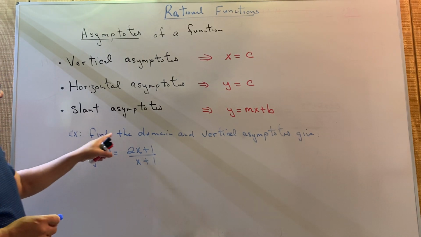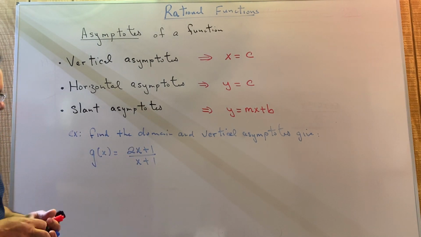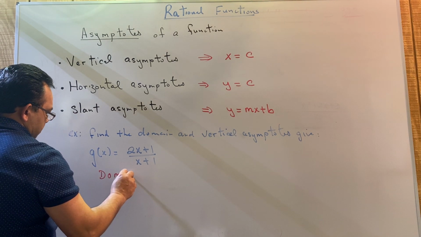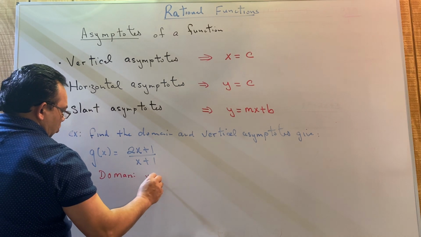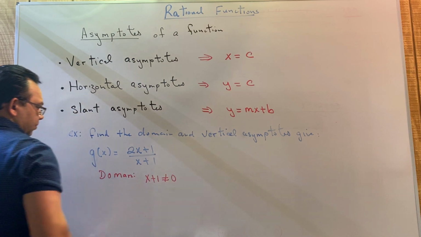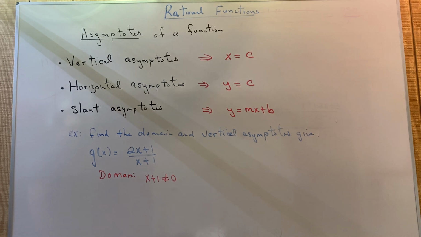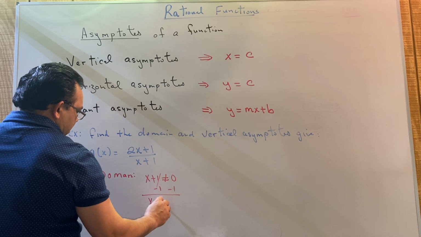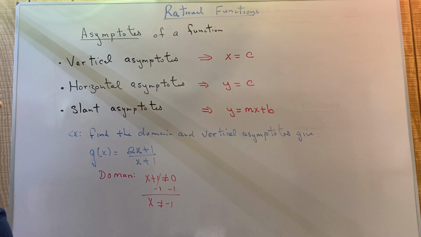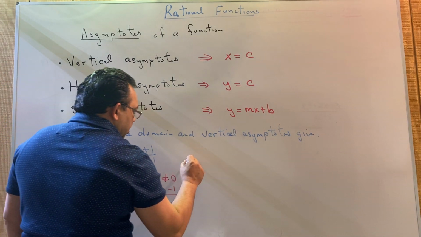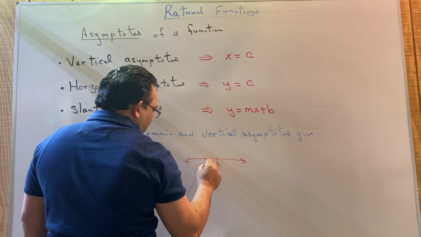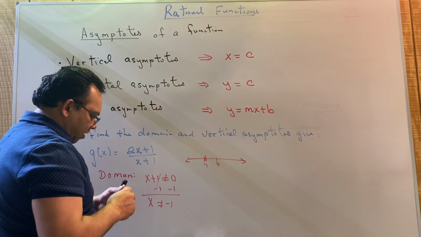Well, we know how to find the domain. For the domain, we said that the denominator cannot be equal to 0. So let's do that first. For the domain, x plus 1 cannot be equal to 0. Anytime it's a rational function, the denominator cannot be 0. And we solve for x. We subtract 1 on both sides, so x cannot be equal to negative 1. If we draw the number line, here is 0, and here will be negative 1. If we take this out, what do we have left?